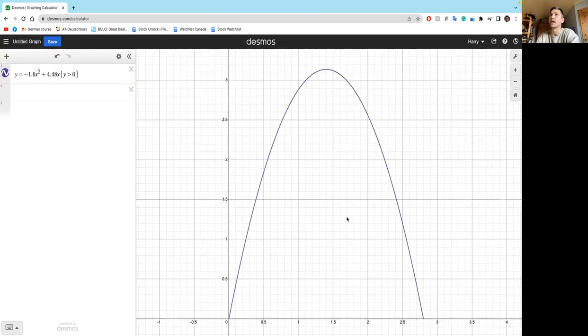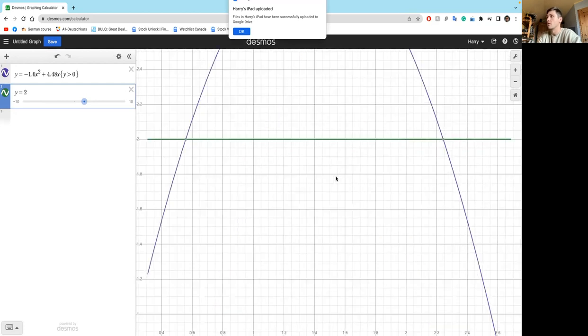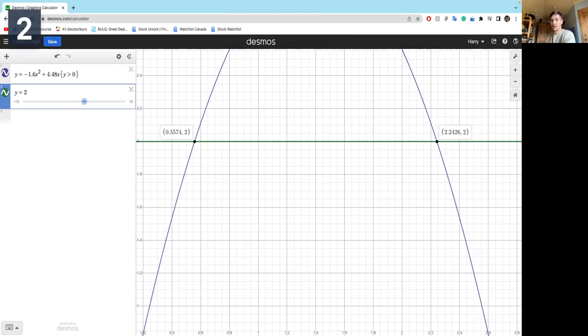So there we have our archway drawn, and now we're going to draw the line of y equals 2, which is going to be a horizontal line across at 2 meters in the ballroom. And now we're going to have a look at these intersections. So we've got 0.5572 and 2.243. All right, if we zoom in on Desmos, you get more decimal places. So 0.5574 and 2.2426.